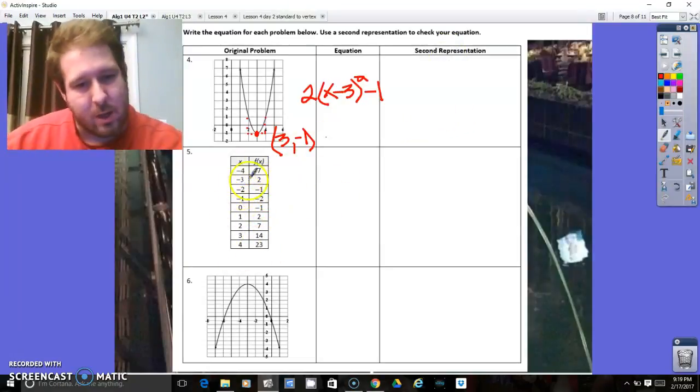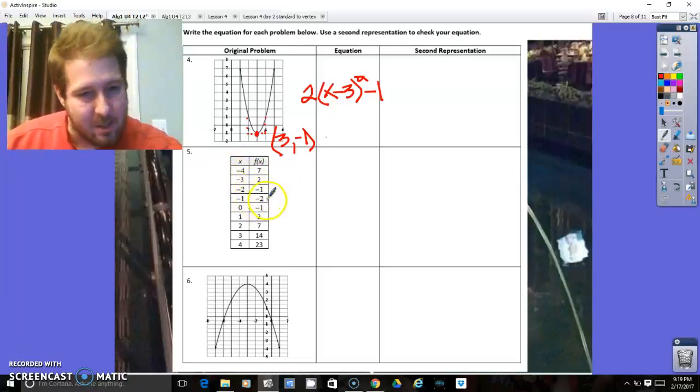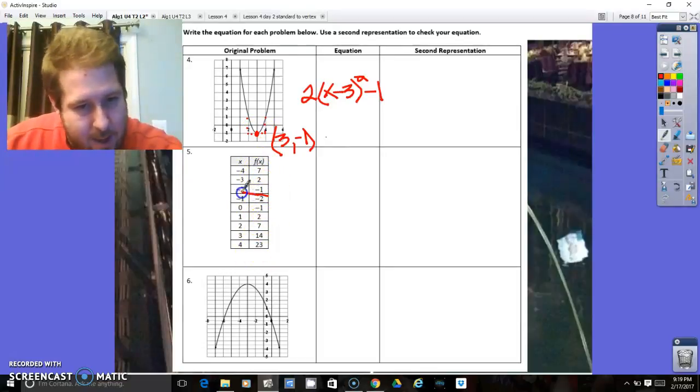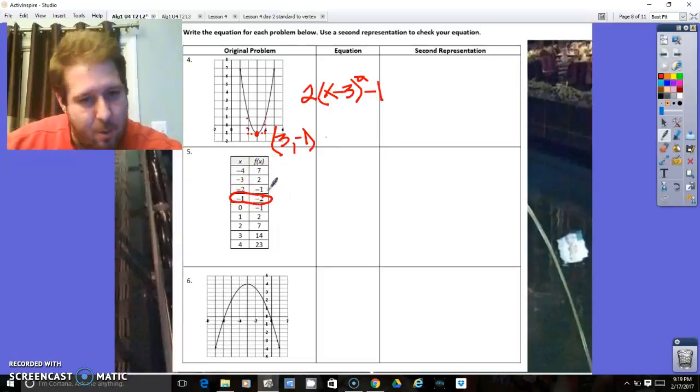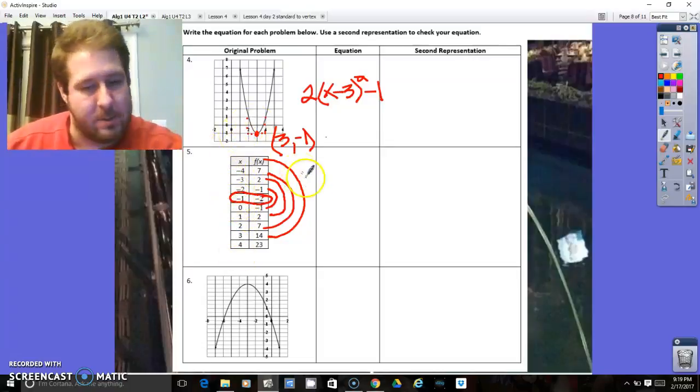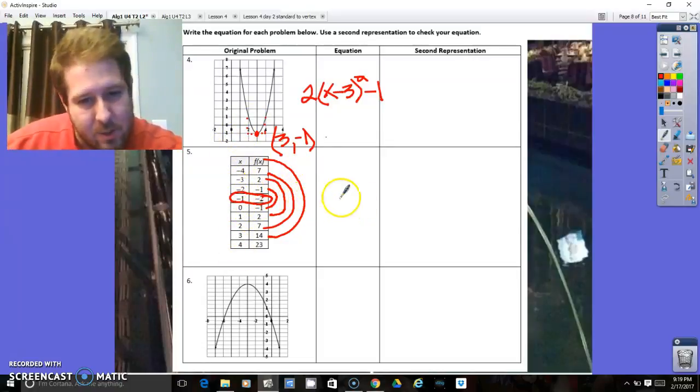Looking at a table, it's a little trickier to find the vertex. Actually, I think it's easier, but it's different. The vertex in a graph is easy, but in a table, you're looking at the y column and trying to find the pattern, and I see it right here. The reason I know that's the vertex is because the numbers above and below it are the same. These numbers are the same, these numbers are the same, and so forth. These numbers would have been the same: that would have been 14, and that would have been 23, as long as your increments are going in equal amounts. So I know the vertex is at negative 1, negative 2, so that tells me it's going to be x plus 1 squared minus 2.